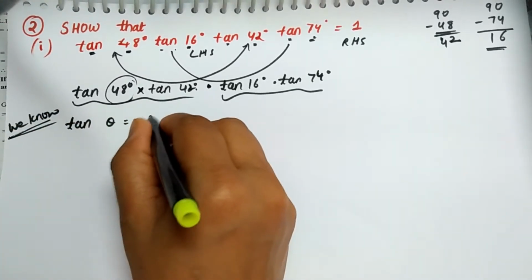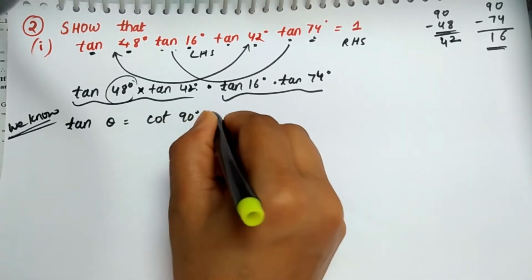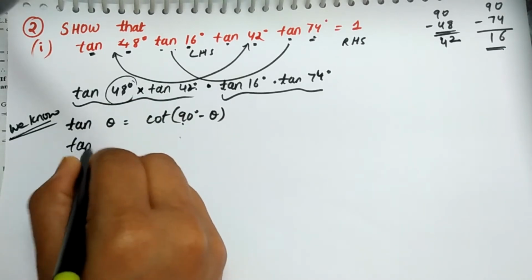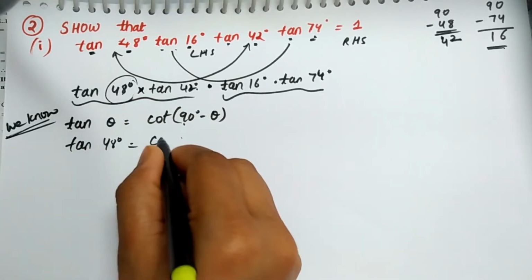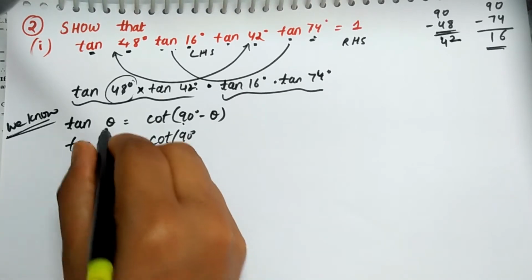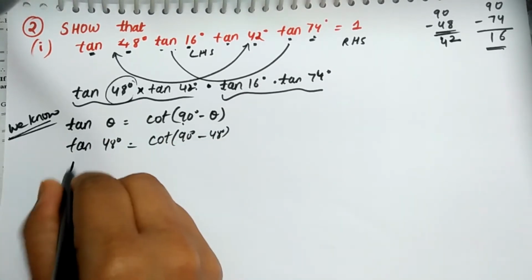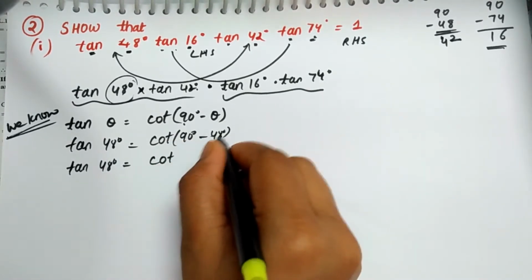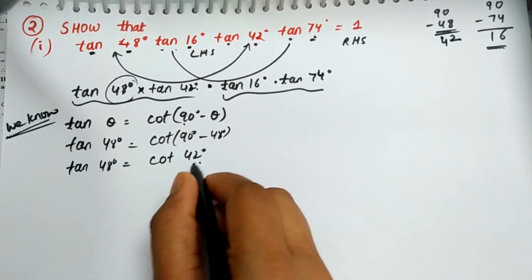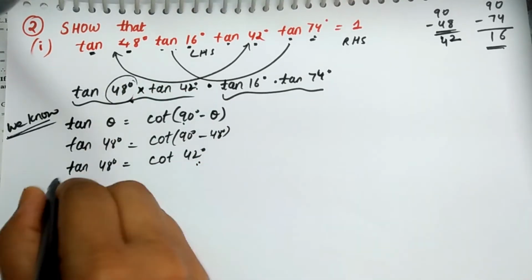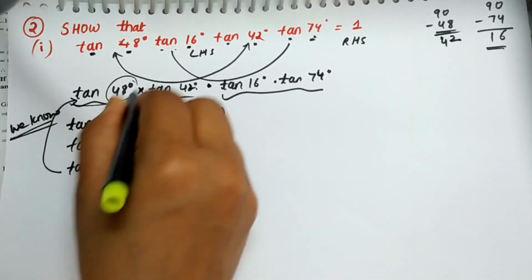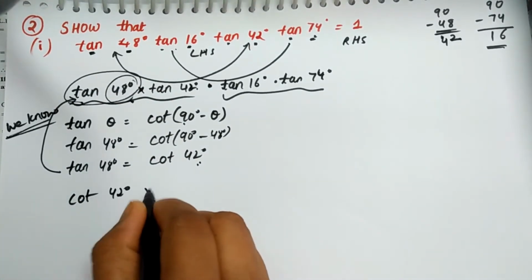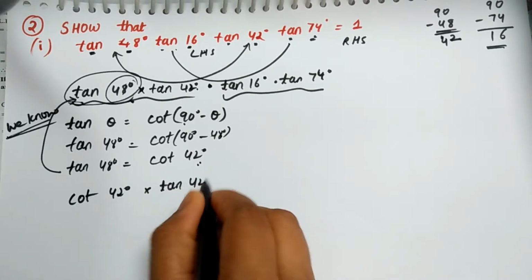tan theta is nothing but cot of 90 degrees minus theta, right? We know this value. So here, what is theta? 48 degrees. So tan 48 degrees will be nothing but cot of 90 minus 48, which is cot 42 degrees. So we will be writing this value in place of tan 48 degrees, right? So cot 42 degrees into tan 42 degrees.